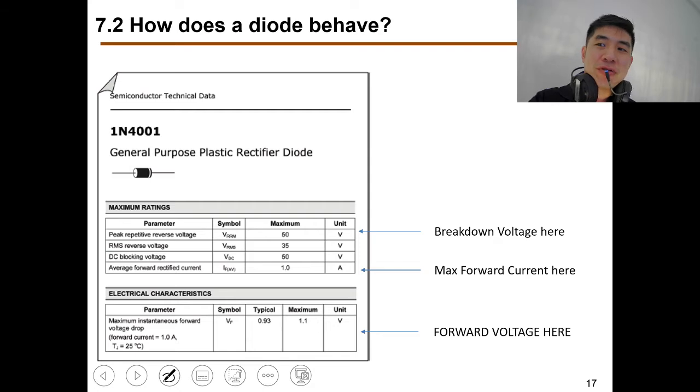So the breakdown voltage is here. It's called peak repetitive reverse voltage over here. This is called the breakdown voltage. Alright, then the maximum forward current.